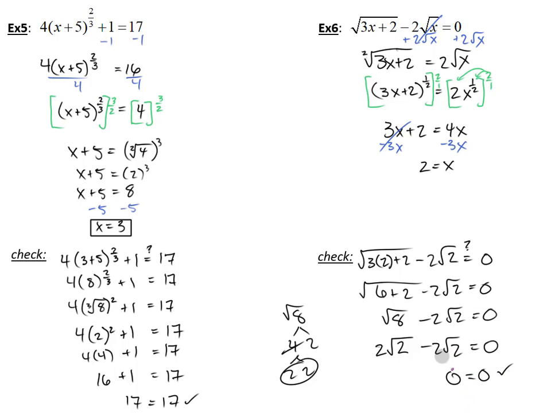So sure enough, yep, I could check by simplifying my radical, putting them in their simplest form, and then if I subtract one from the other, it definitely equals 0. X equals 2 is a valid solution.